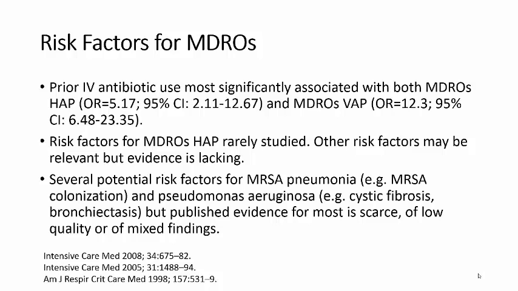Risk factors for MDROs in HAP were rarely studied. Other risk factors may be relevant, but we don't have good data at this point of time. For example, other risk factors for MRSA, such as known colonization, obviously could be a risk factor, and for Pseudomonas aeruginosa, cystic fibrosis, but there's not enough published evidence, and there is mixed quality and mixed findings at this point of time.